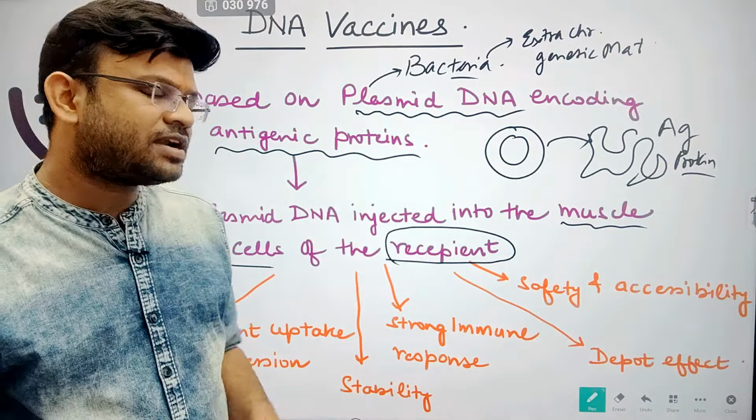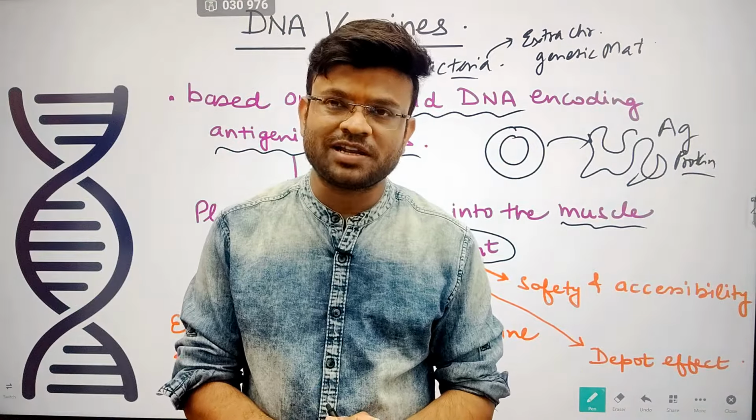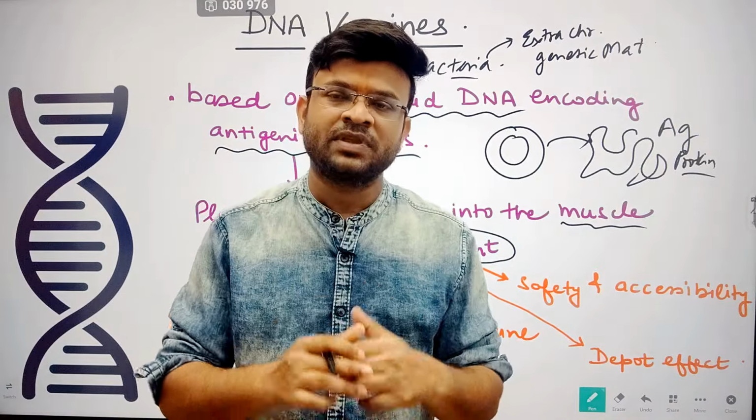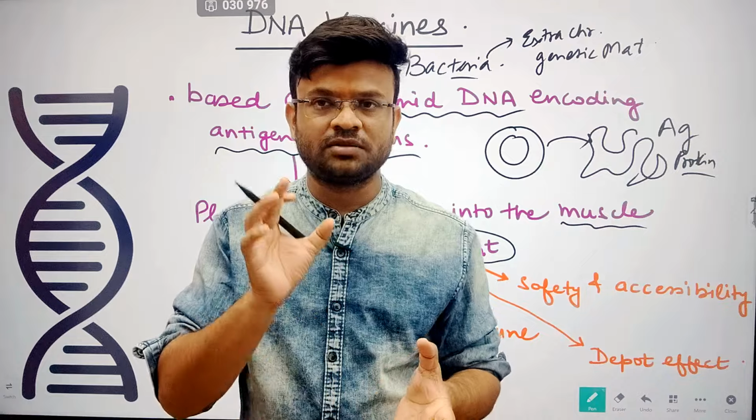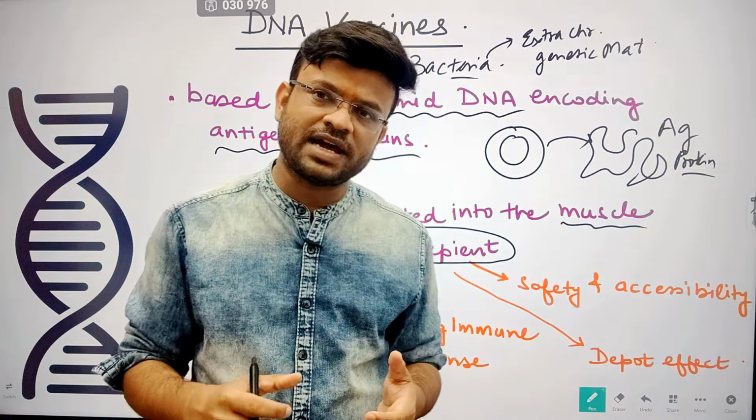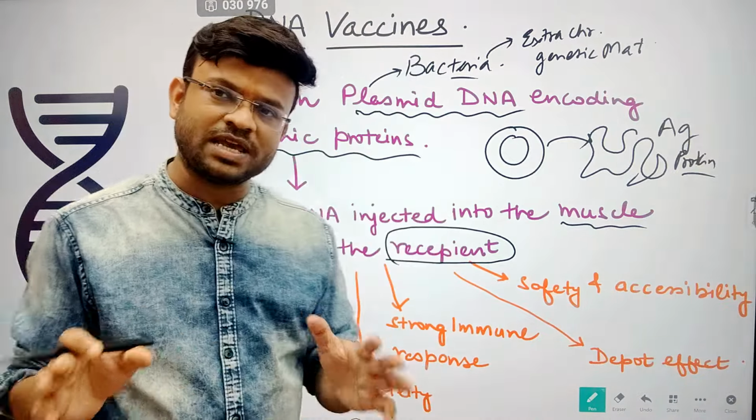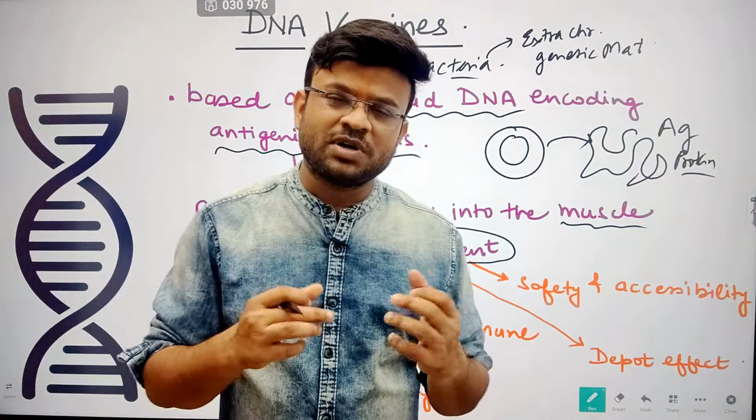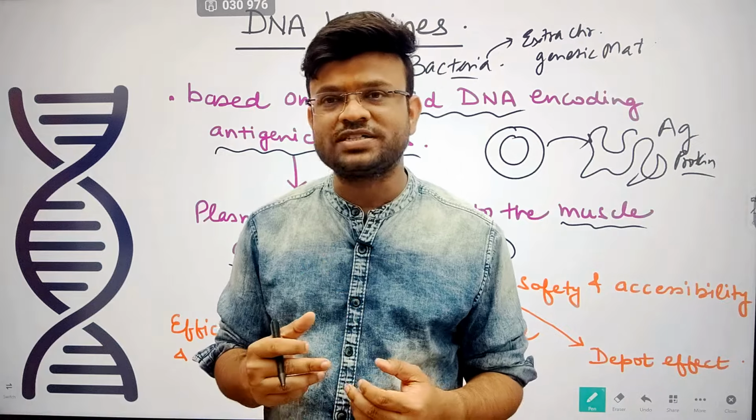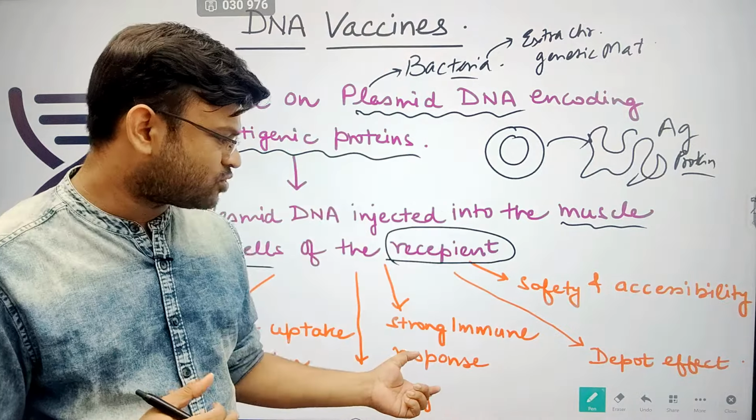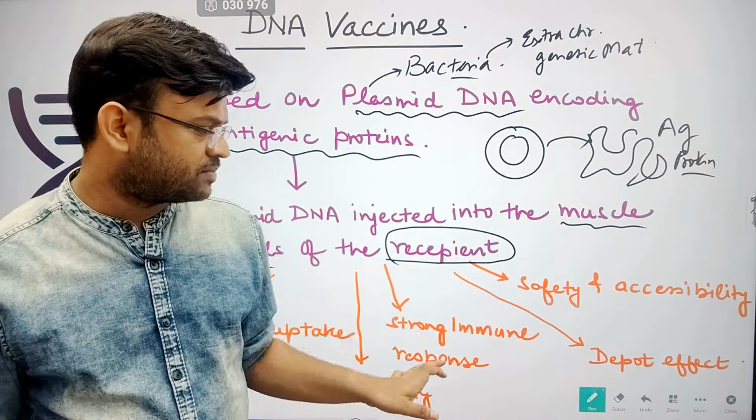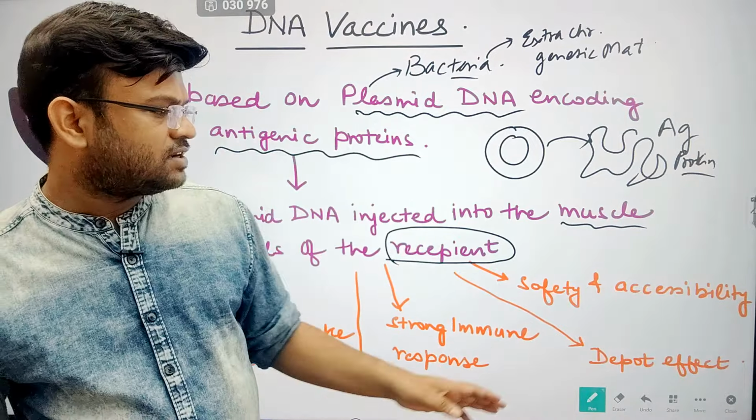Next is stability. It is seen through experimental measures that the plasmid DNA inserted inside the muscle cells generally stays stable inside the muscle cells. Next, strong immune response. Muscle cells are very active. Because of this activeness, the muscle cells produce a small immune response against that particular pathogen.